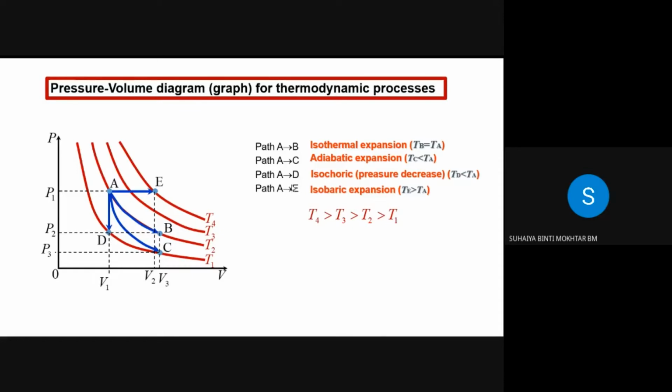Then AE is constant pressure, isobaric. Volume increases, look at the arrow. Since volume increases, work done is a positive value. So this is isobaric expansion. Because volume increases, temperature TE is greater than TA.